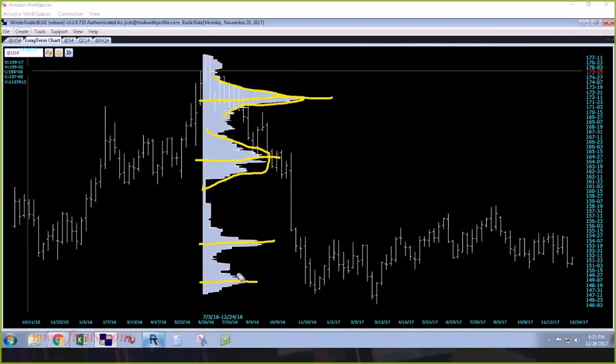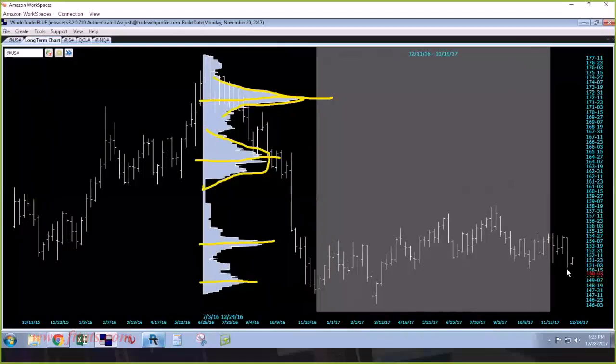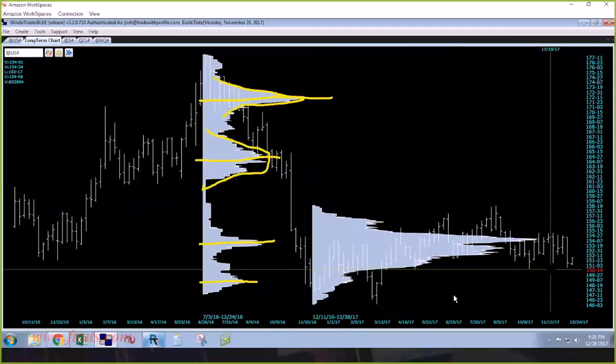So if we look at that from that move, and then we look at since the move, which really goes all the way back to the last US general election.